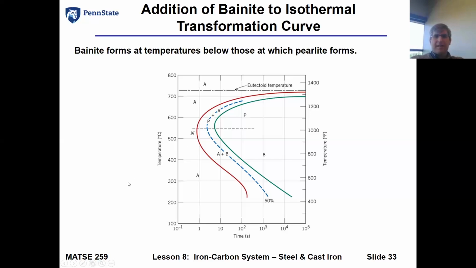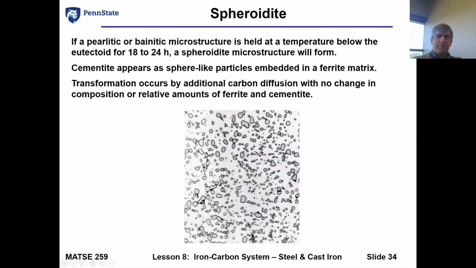Now, I'm going to skip ahead to spheroidite. Spheroidite is something you're going to run into, especially if you tend to work a little more in the forging industry or things like that. Spheroidite is a form of perlite, is really the way to think about it. We can say that you can start with a bainitic structure, but you typically don't see that. You typically see a perlitic structure that is held at a temperature. The spheroidite doesn't appear on a TTT diagram. Spheroidite is something you do to a perlite that you've formed from the TTT diagram.